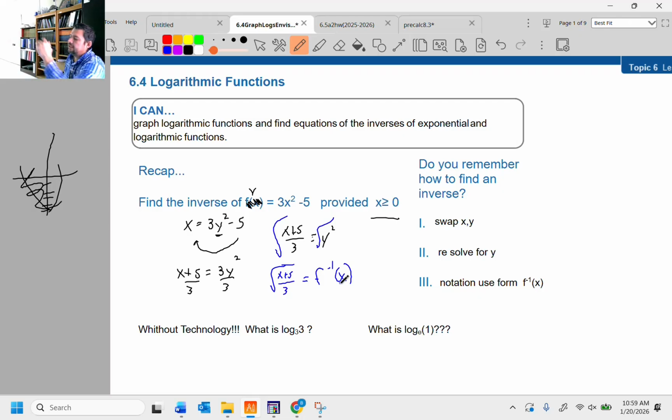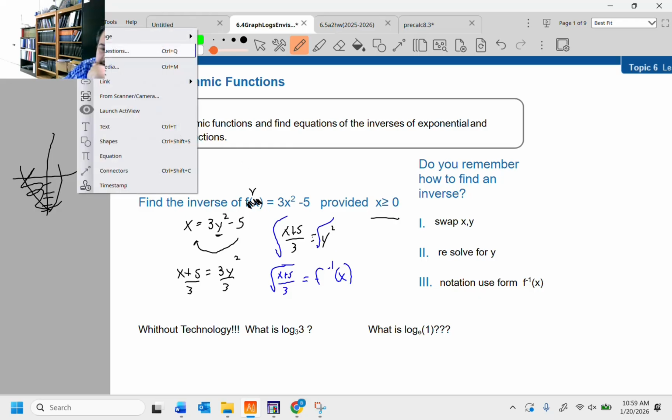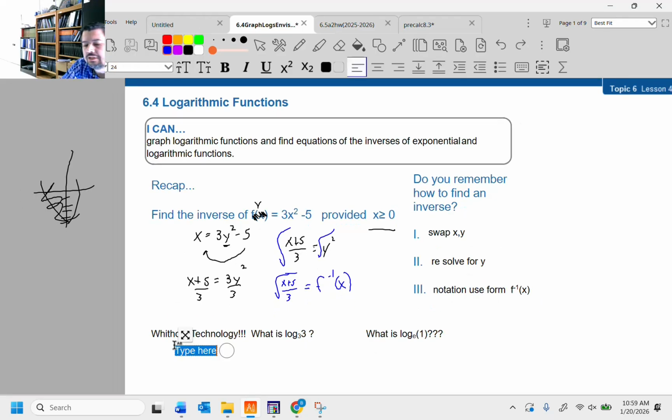All right, some other recap stuff. Without technology, what is log base 3 of 3? That's a big deal because we're doing graphing today. So the question this is asking is what power of 3, which is the base, equals 3, which is the argument? And the answer is 1. 3 to the first is 3.